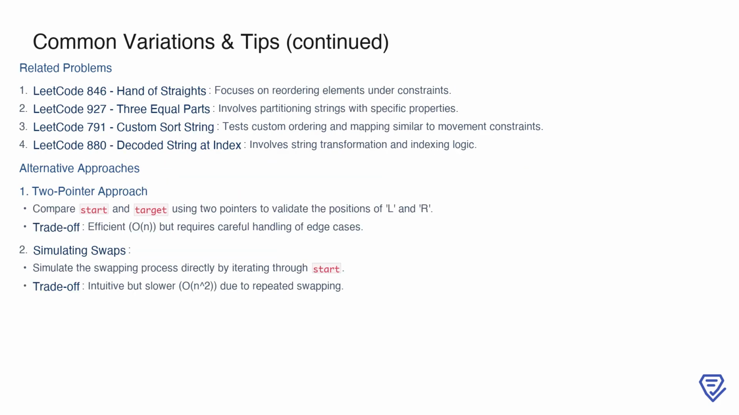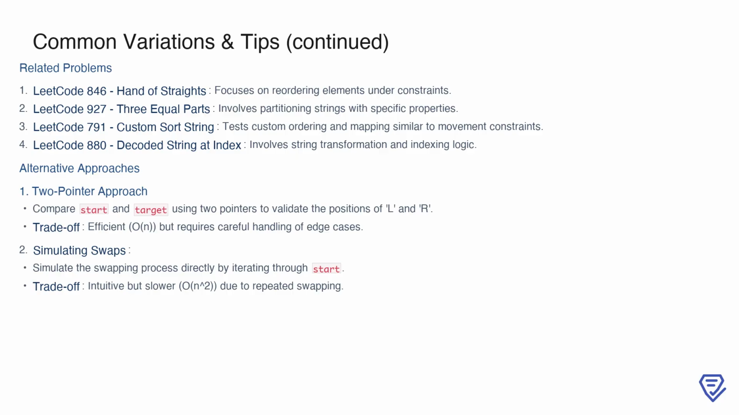This problem shares similarities with several other LeetCode problems that involve constraints or transformations. For example, LeetCode 846, Hand of Straights, requires reordering elements under specific rules. LeetCode 927, Three Equal Parts, involves partitioning strings with certain properties, while LeetCode 791, Custom Sort String, tests for custom ordering and mapping, akin to the movement constraints here. LeetCode 880, Decoded String at Index, deals with transformation and indexing logic.